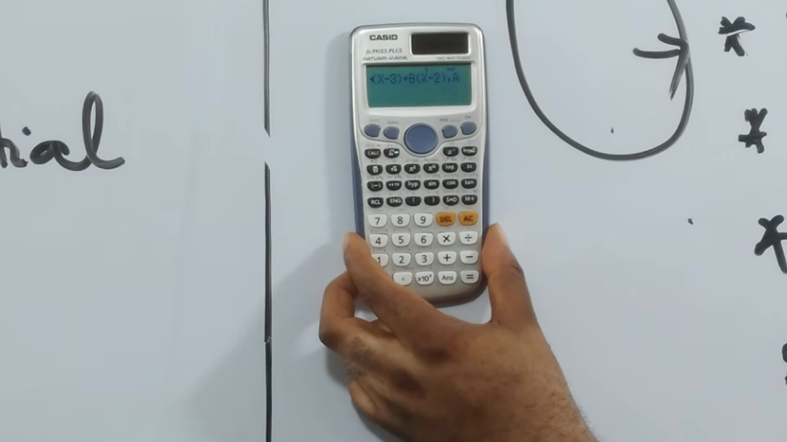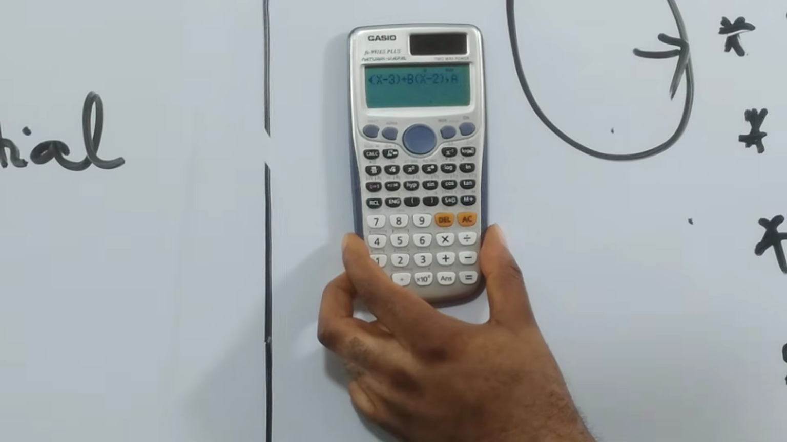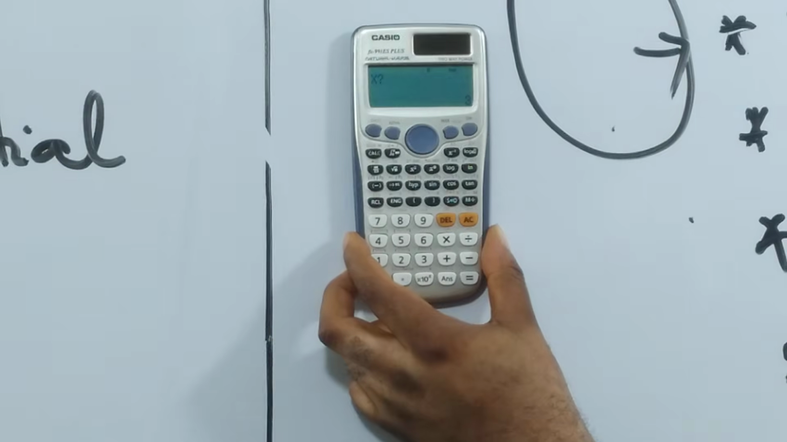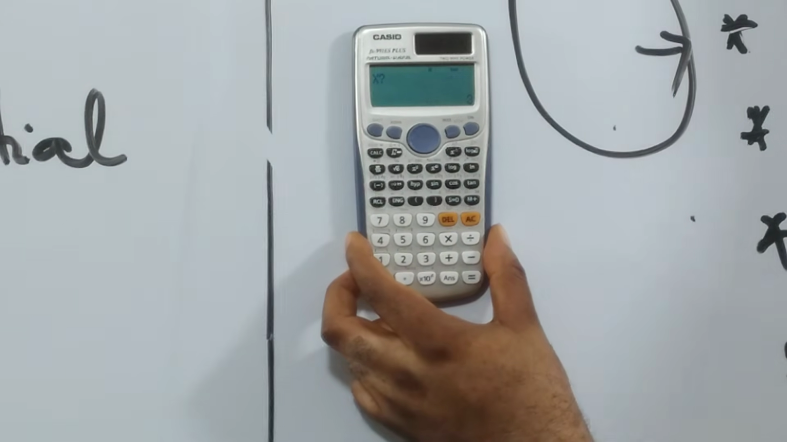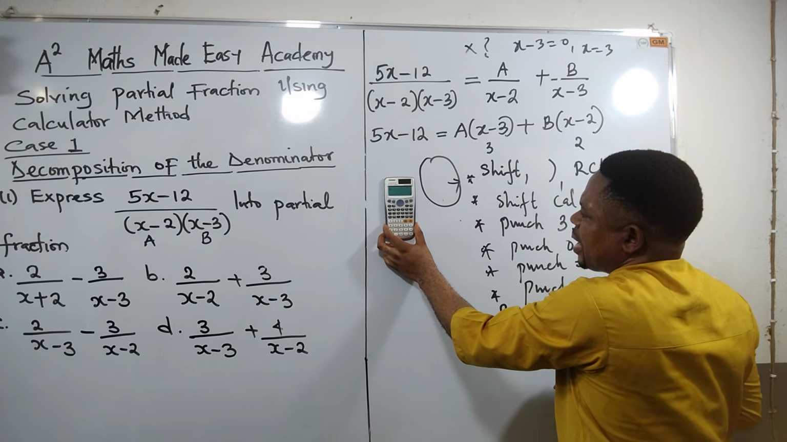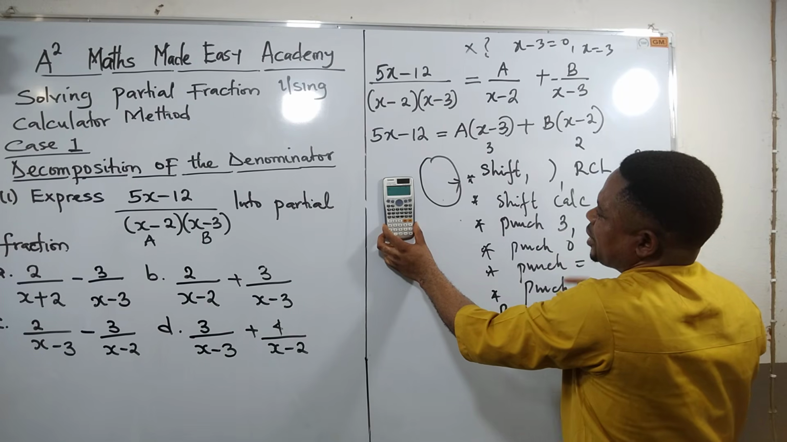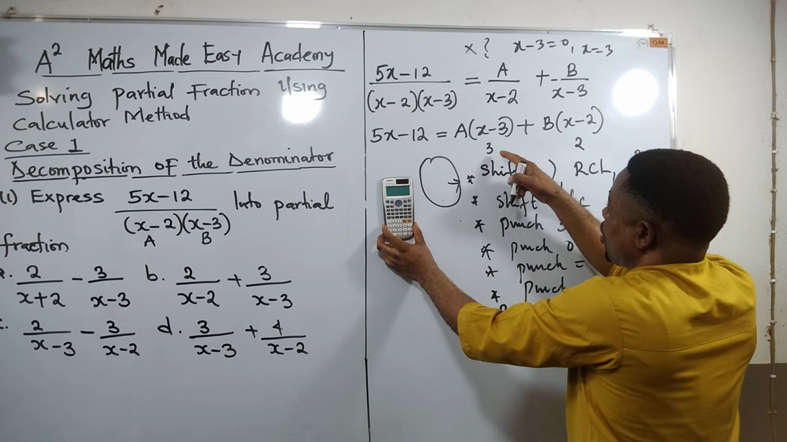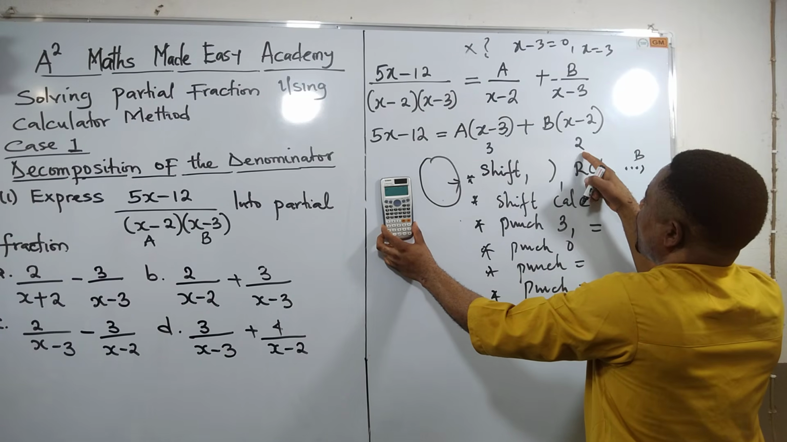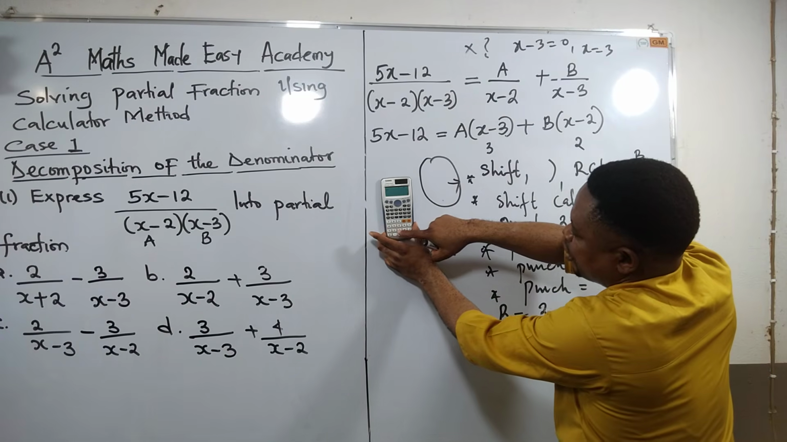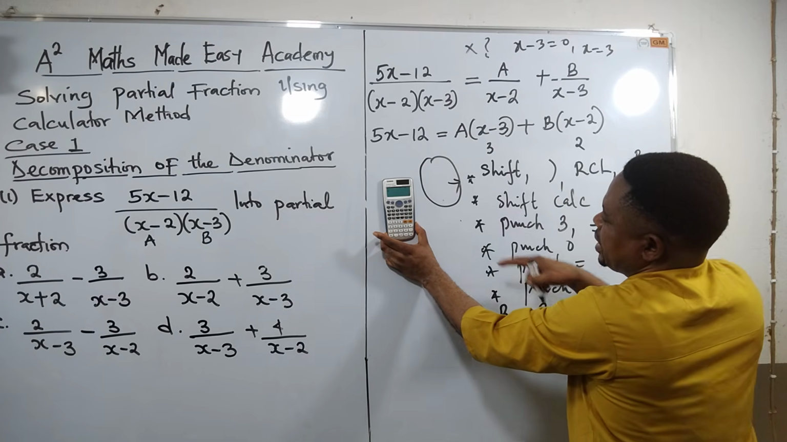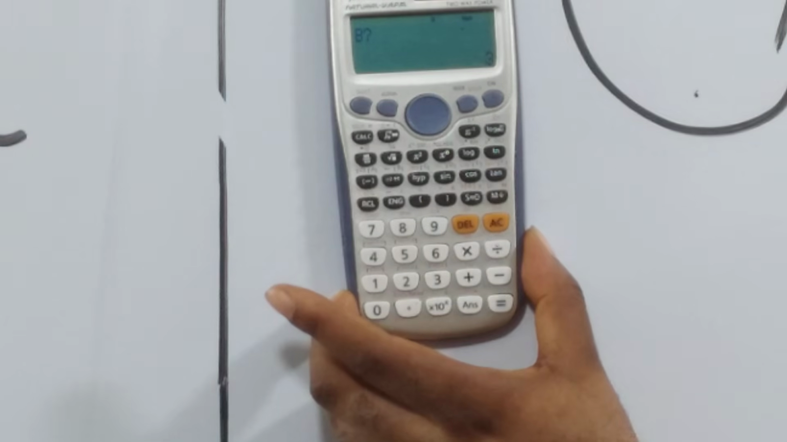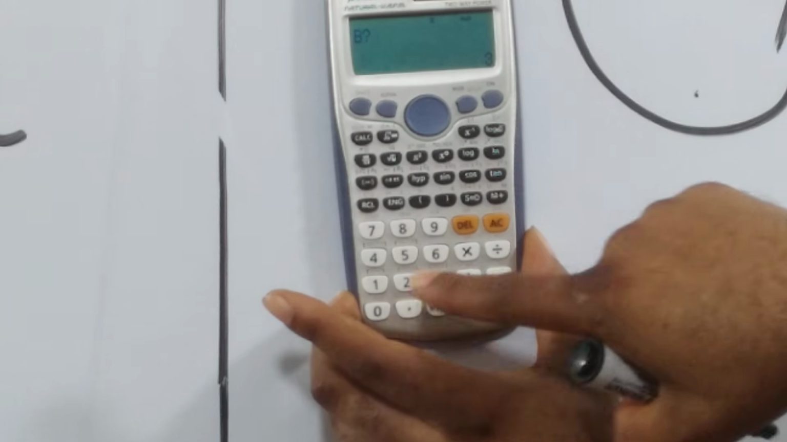Now, if A has appeared, what is the final thing? Punch shift and CAC. It will also give you a question mark. That is X question mark. Now, if it has given you X question mark, we are eliminating B to get A. What is the X value of B? It is 2. Then punch 2. Am I communicating? Then punch equal to. And punch 0 now because you created this as 0.